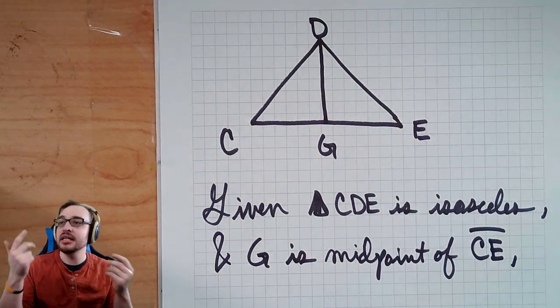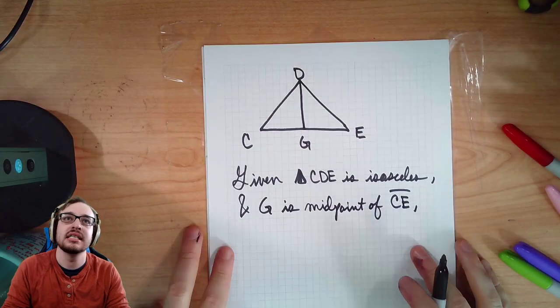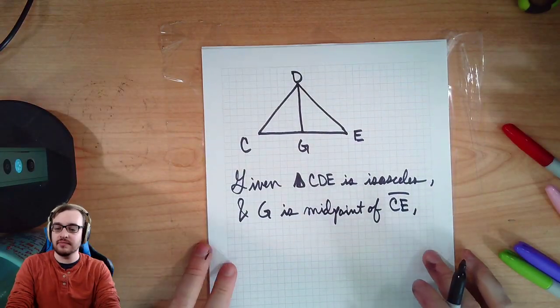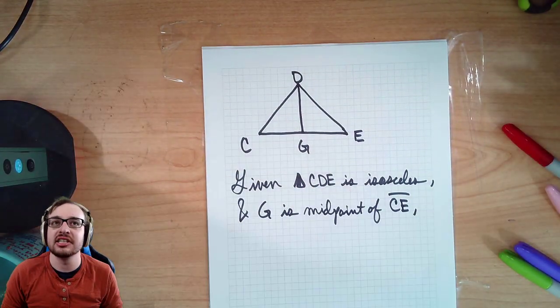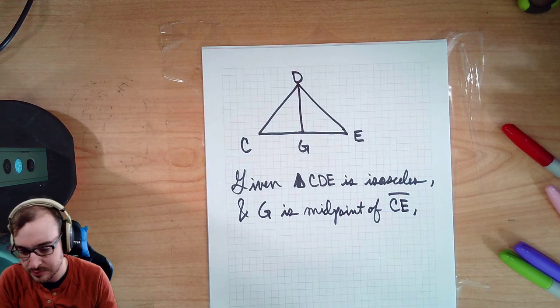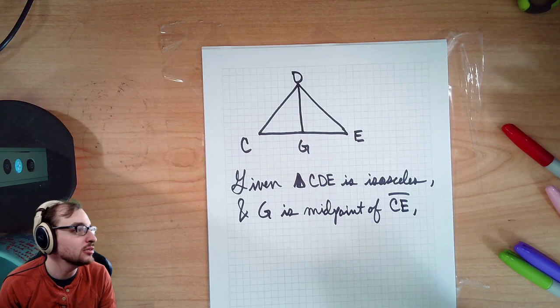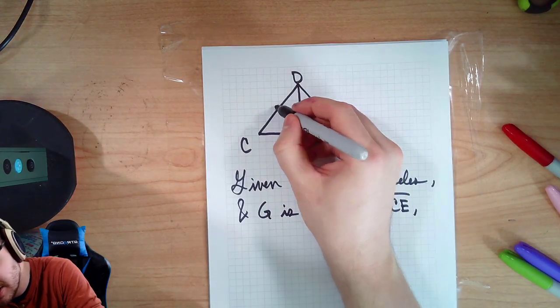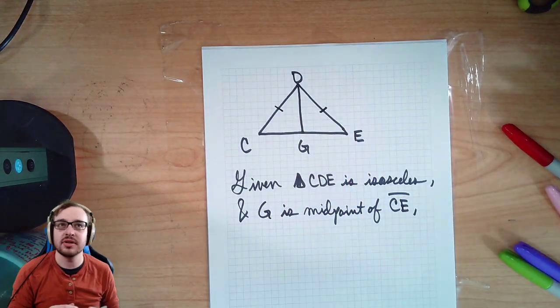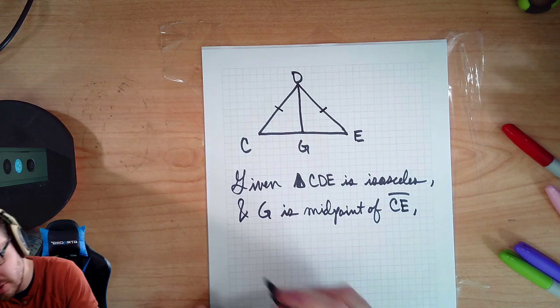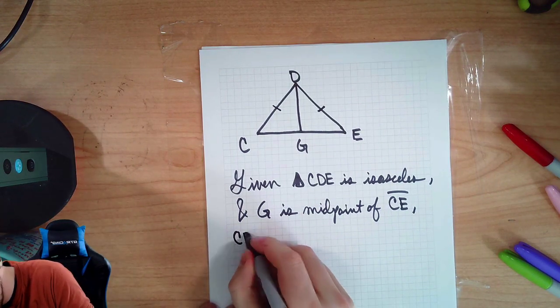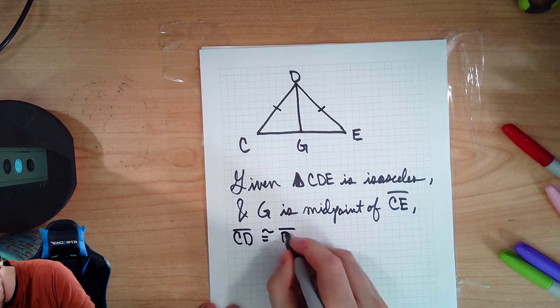So given that, here's what we know. Well, if CDE is isosceles, 2 sides must be the same. Which 2 sides, it doesn't specify, but I suppose in the drawing it does. It says that it's these 2 sides. Okay, so they gave us that. So we know that CD is congruent to DE.